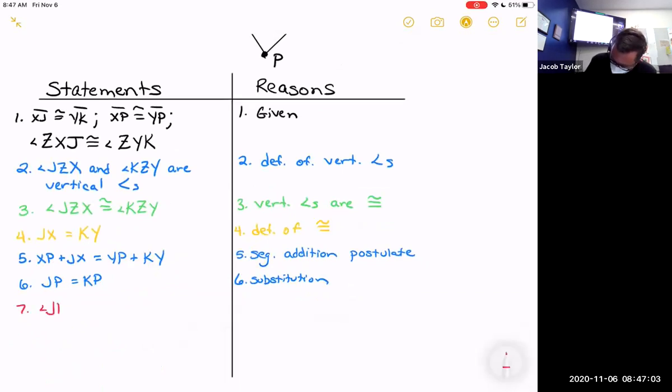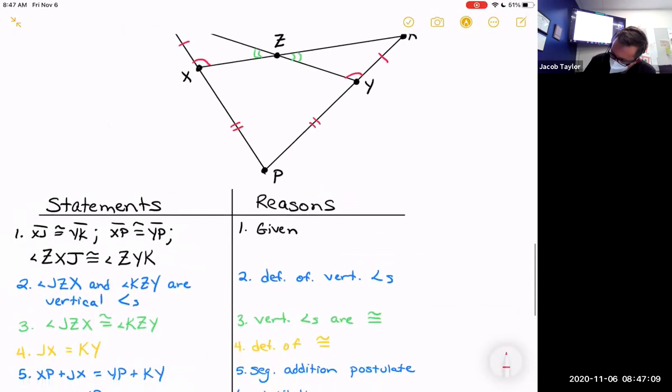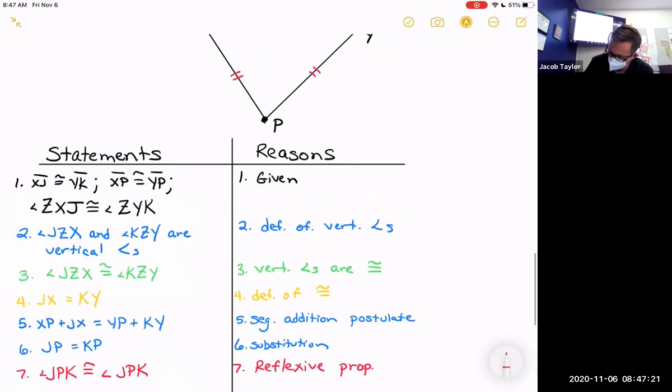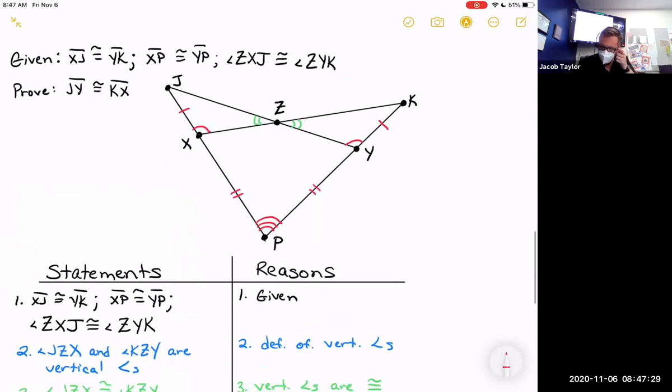Angle JPK is congruent to angle JPK. Derp, because of the reflexive property. So I'm going to go ahead and mark that on our diagram.